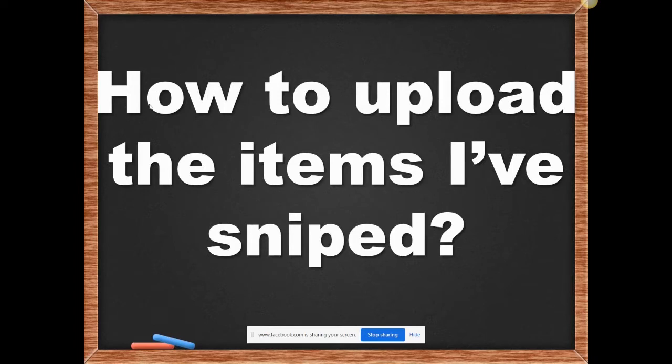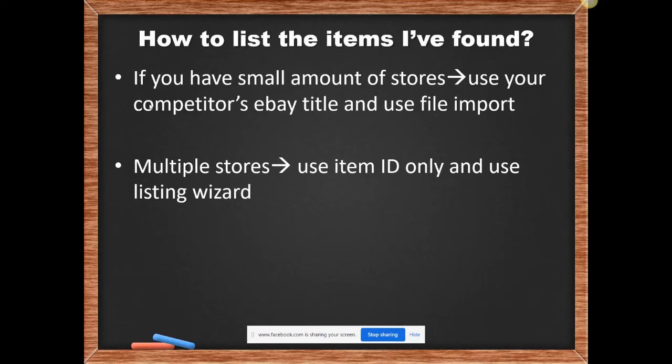Okay, so how to upload the items that you've sniped. If you saw my webinar 2 weeks ago, I think it was, I made a webinar solely on how to upload items to SaleFreaks. We've covered a couple of different methods. If you have a small amount of stores, use your competitor's eBay title and use the file import. This is from Walmart. You remember we found an item, and I told you that you can not only put in the Excel sheet the item ID, you can also put the eBay title. When you do that, you can use the SaleFreaks file import to import the file with the eBay title.